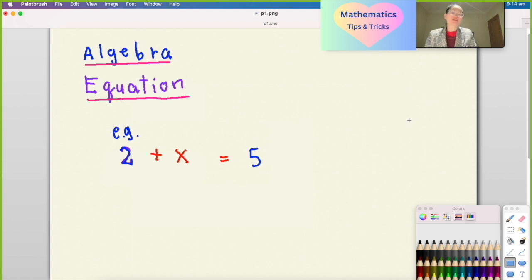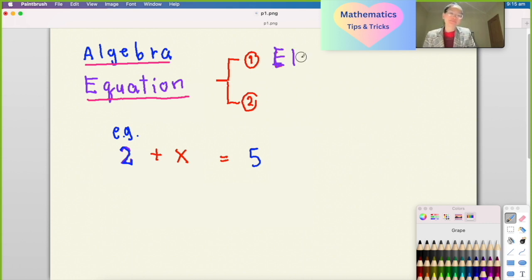But I would like to teach you that we have two methods to solve it. Can you write down with me? We have two methods. Method number 1 we call elimination. We have two methods of solving an equation. At the moment we're going to learn method 1, elimination. You need to understand this method first.